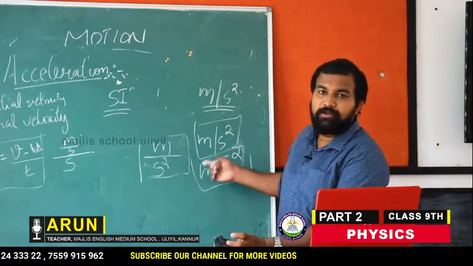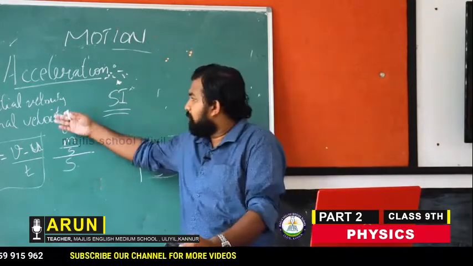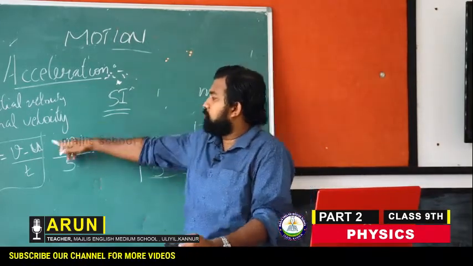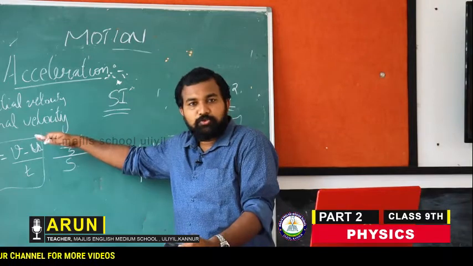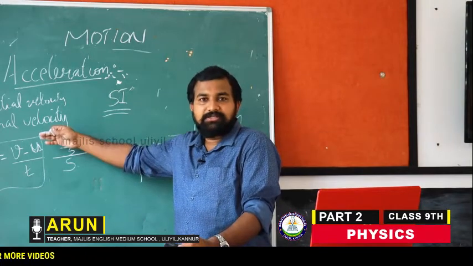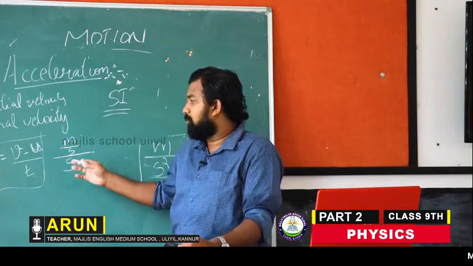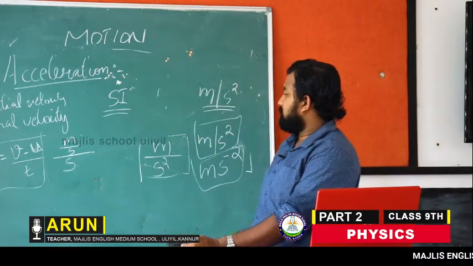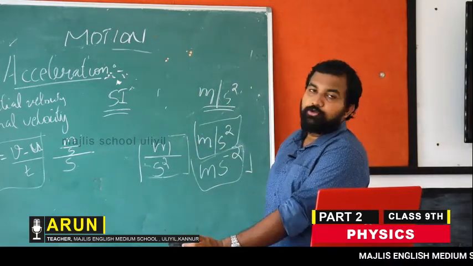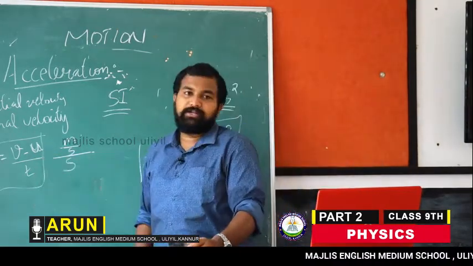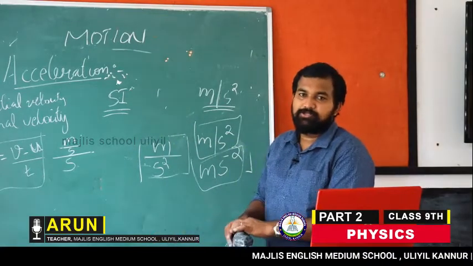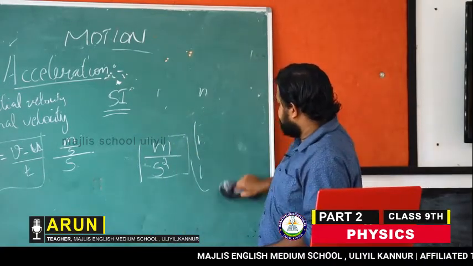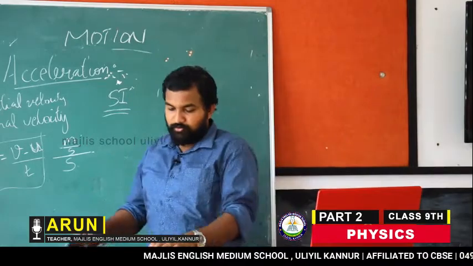Clear? How to find out the SI unit? Use the equation, substitute the SI unit of the numerator and the SI unit of the denominator, and calculate or rearrange it. You will get the SI unit of whatever entity we are taking. So acceleration is also clear to you.